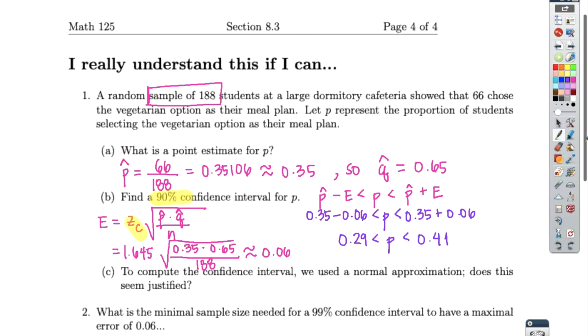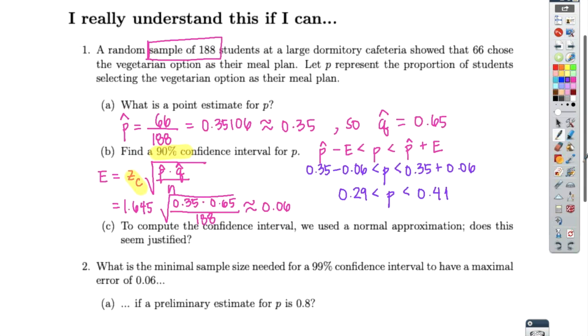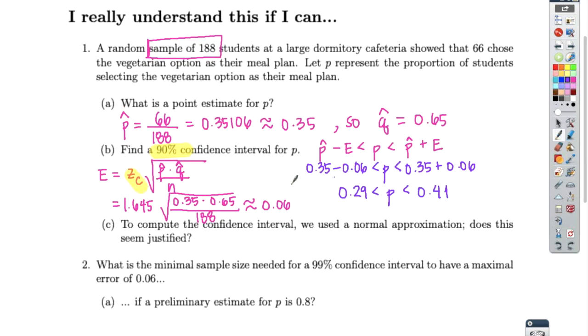Okay, part C says to compute the confidence interval, we use a normal approximation. Does this seem justified? Well, what this is really asking about is the criteria that has to be met to be able to approximate a binomial distribution by a normal distribution, which is that NP and NQ both must be greater than 5. So we'll just check that.